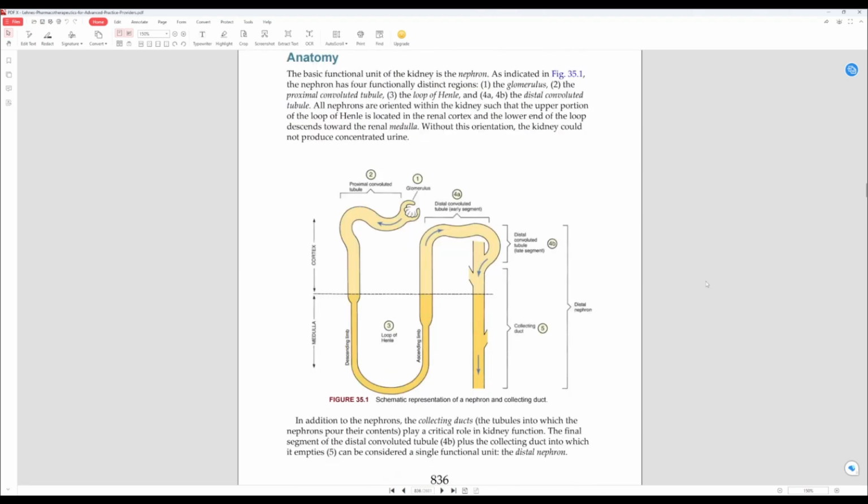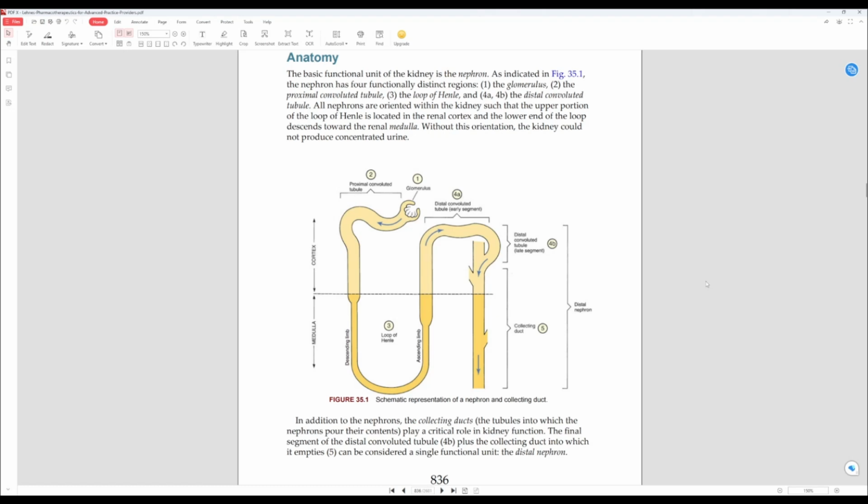The anatomy. The basic functional unit of the kidney is the nephron. As indicated here in the following figure, the nephron has four functions that are in distinct regions: the glomerulus, the proximal convoluted tubule, the loop of Henle, and the distal convoluted tubule.